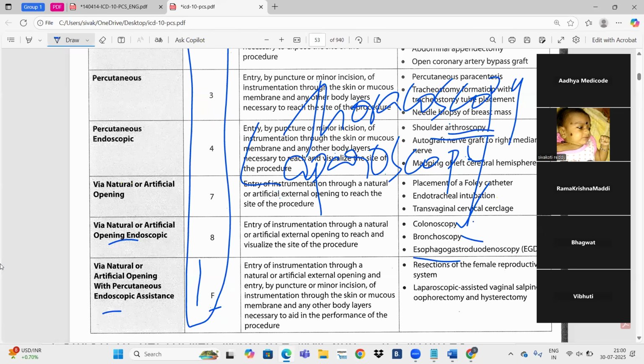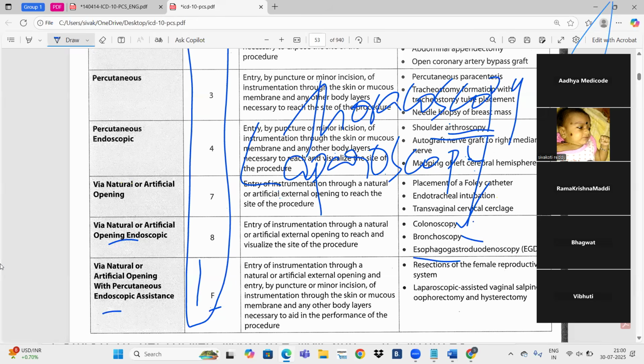Next, simple, at last. If you remember or don't remember this F character, no problem. You won't get anything in the exam. So F: here they are using two approaches to complete a procedure. Via natural or artificial opening with percutaneous endoscopic assistance, which means laparoscopic assisted open procedures. Mainly you will get it in female reproductive system related procedures. One instrument they insert through the vagina, and they take laparoscopy from the abdomen area and complete the procedure, like removal of fallopian tubes and ovaries, salpingo-oophorectomy and all.